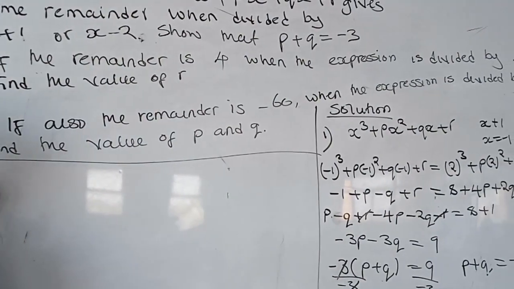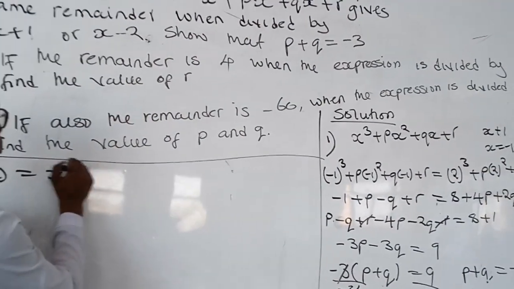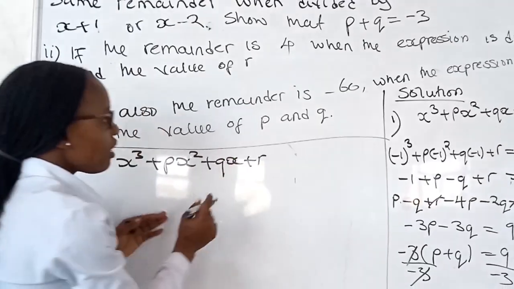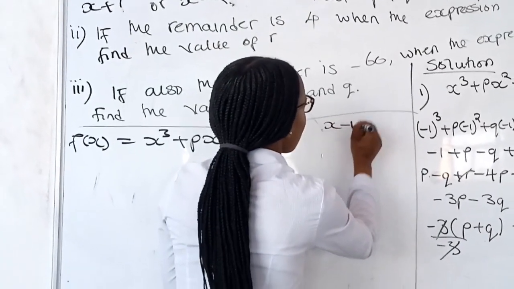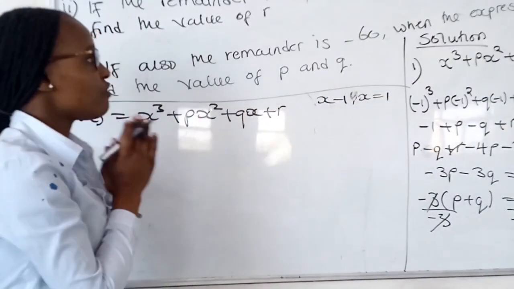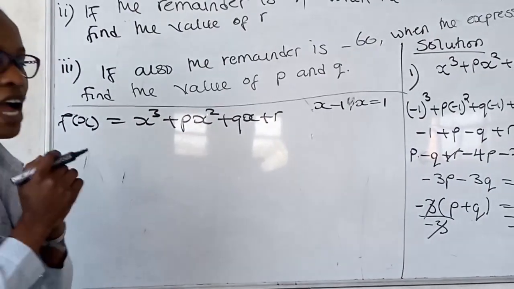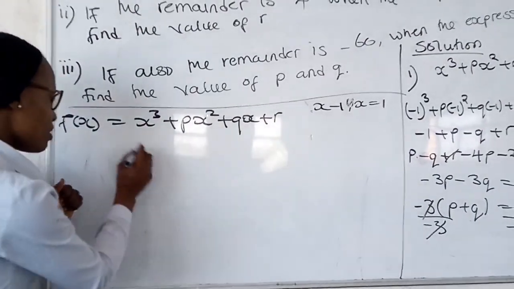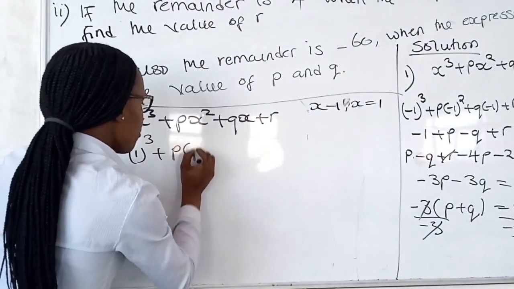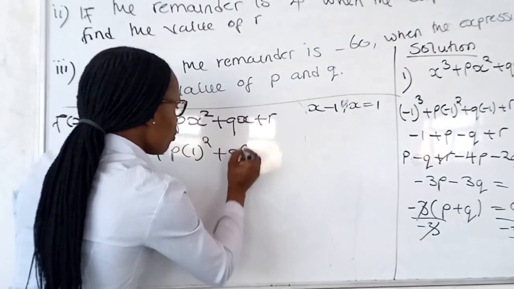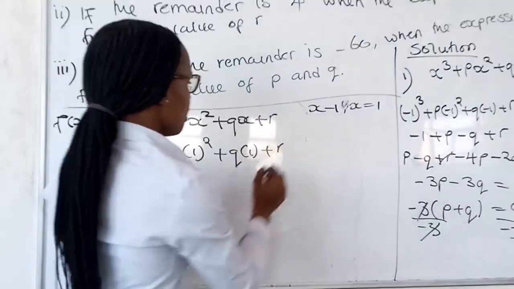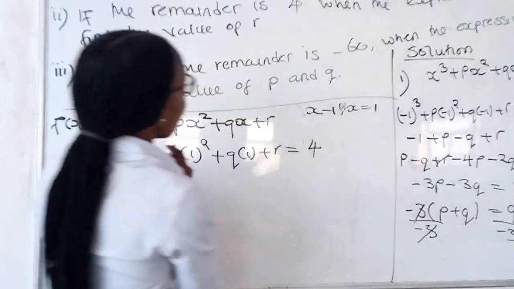So this is what we're talking about, f of x being equated to x to the power 3 plus px to the power 2 plus qx plus r. And we've been told that this is being divided by x minus 1, which simply means that x is equal to positive 1. And we are told that this has a remainder of 4, which simply means that this will now be 1 to the power 3 plus p multiplied by 1 to the power 2 plus q multiplied by 1 plus r. Then this is equal to 4.